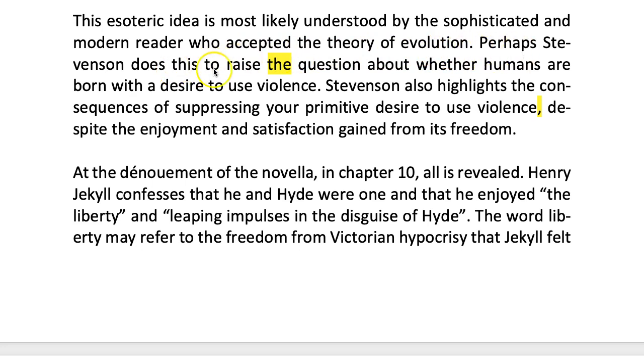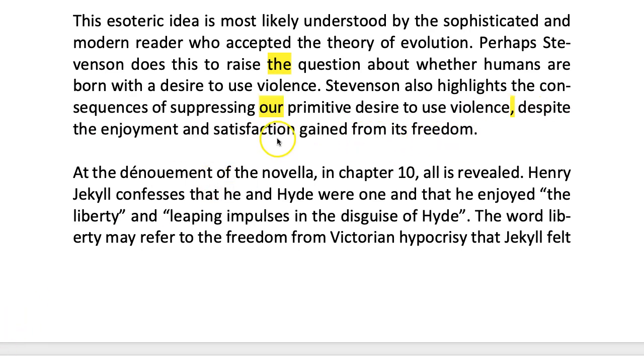Perhaps Stevenson does this to raise the question about whether humans are born with the desire to use violence. Stevenson also highlights the consequences of suppressing your primitive desire to use violence despite the enjoyment and satisfaction gained from its freedom.